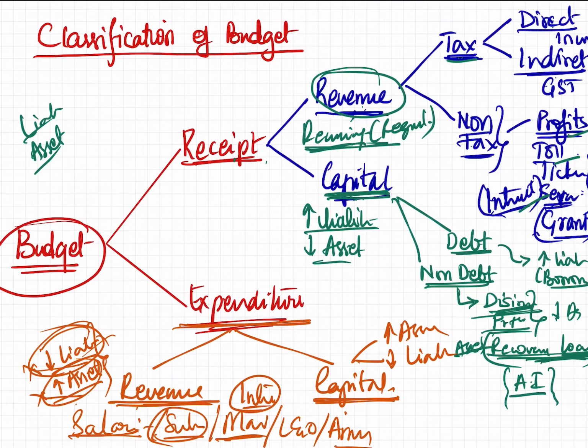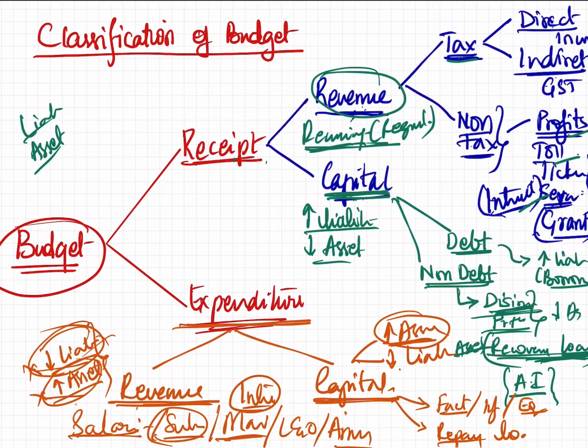Next is capital expenditure. So what is capital expenditure? It increases asset or reduces liability. Let's see the asset part. If the government spends money on building a factory, building infrastructure, or buying equipment, all this is creating asset. Or when the government repays the loans it has taken, it has reduced the liability. So therefore it is capital expenditure. This is how we classify the budget. So we have four headings now: revenue receipts, capital receipts, revenue expenditure, and capital expenditure. I hope this is clear.